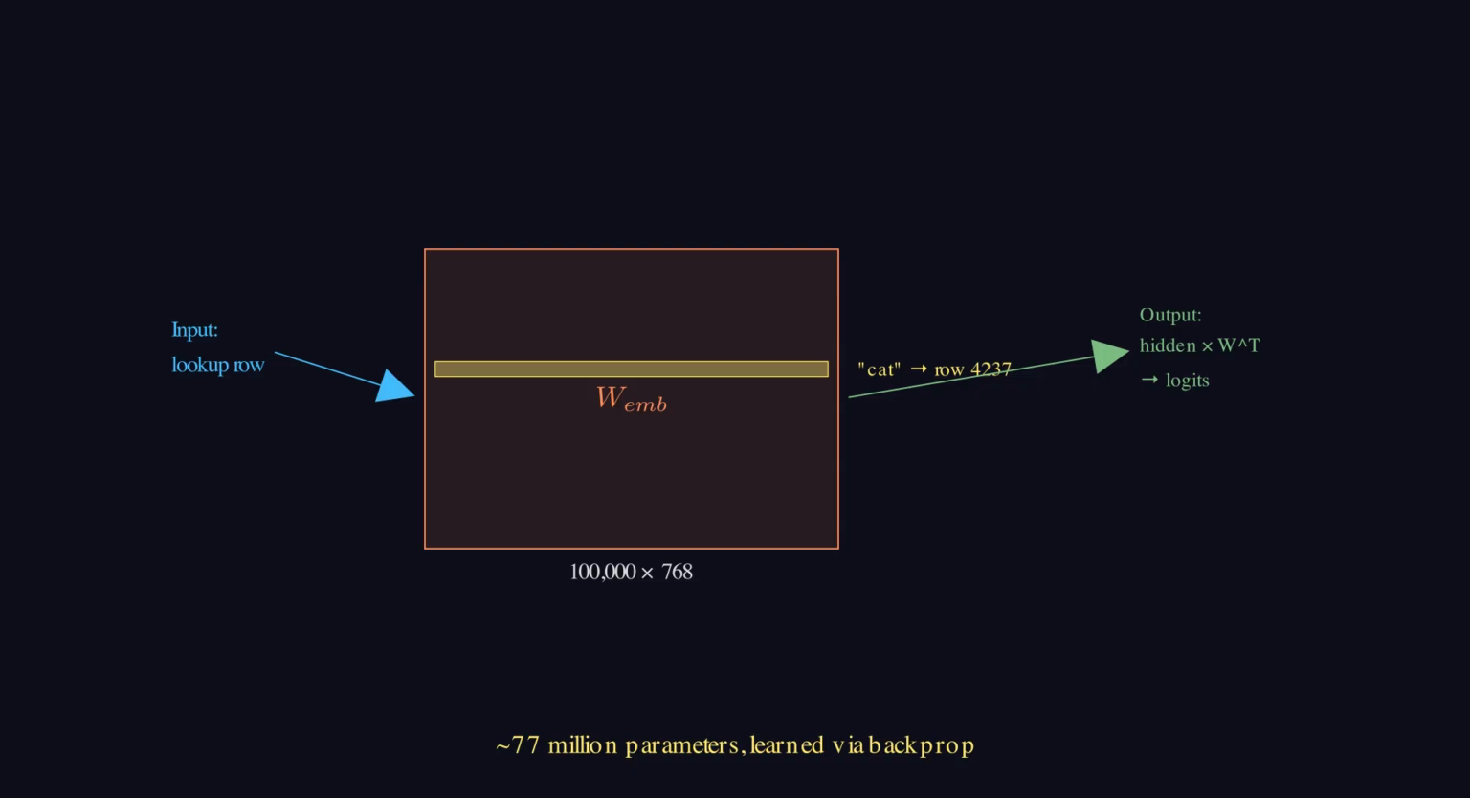At the output end, the model uses the same embedding matrix, transposed, to convert the final hidden state back into a probability distribution over tokens. The embedding matrix is both the entry point and the exit point of the transformer.